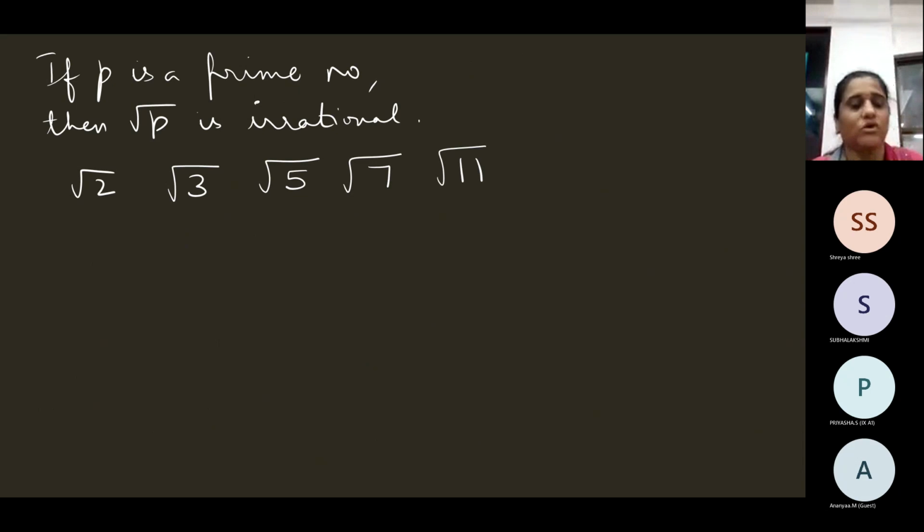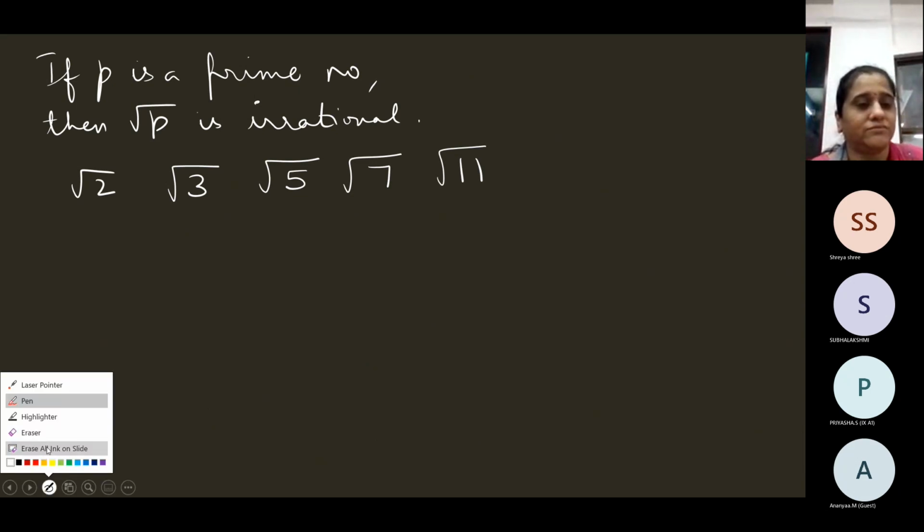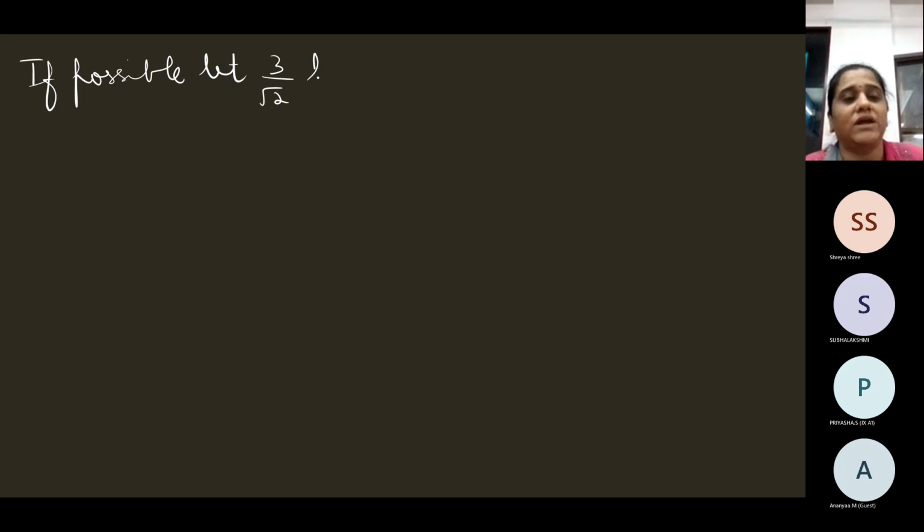Then what should you do? You should do only this. So you can do the proof by contradiction, or you can use the property of rational numbers. Okay. So now we have, if possible, let 3 by root 2 be rational.